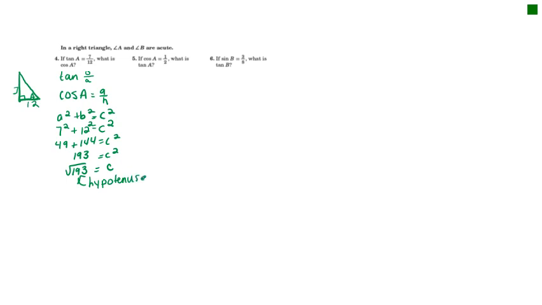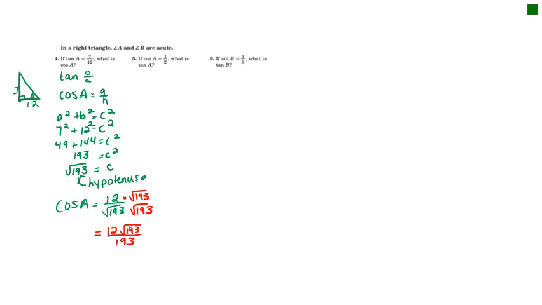All right, so if I come back up here, actually let's write it down here. Cosine of A equals adjacent, which is 12, over hypotenuse, which is the square root of 193. And if you remember from algebra 2, we have to rationalize that. We can't leave a square root at the bottom. So I'm going to multiply top and bottom by the square root of 193. So I get 12 square root of 193 over 193. All right, that's the cosine of A.